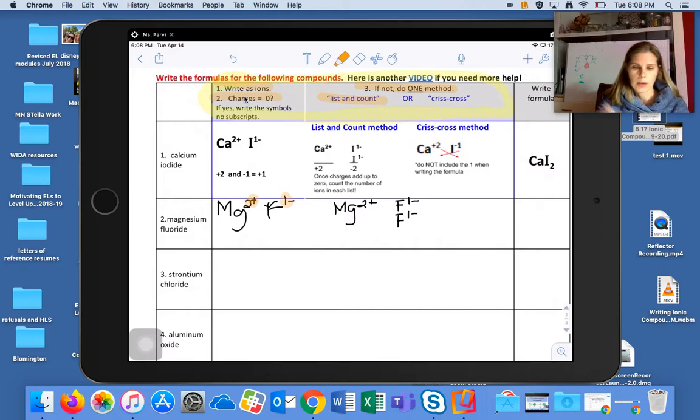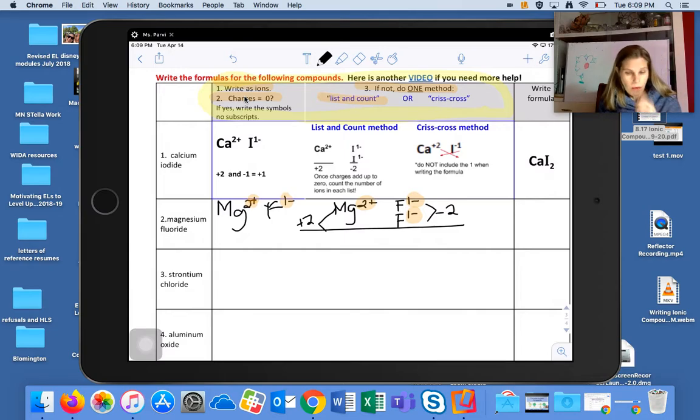Now let's check our charges. Here on this side I have a +2. On this side I have a -1 and another -1. That makes a -2. So over here I've got +2, over here I got -2. Those add up to 0. Our compound is neutral. Next thing I need to do is count what I have put in my list.